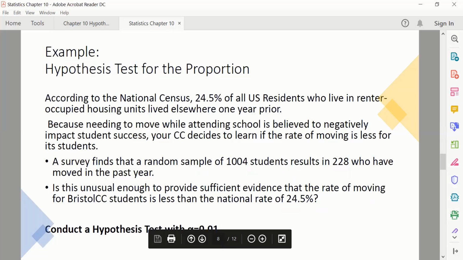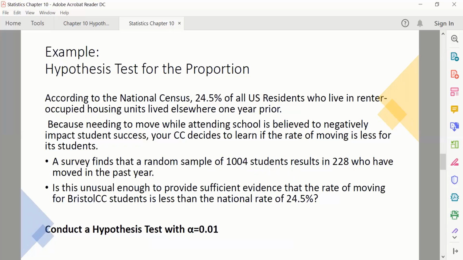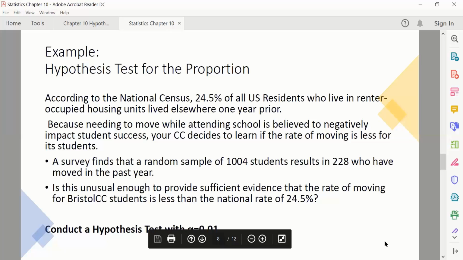Okay. So let's look at a proportion problem. The hypothesis test for the proportion. According to the national census, 24.5% of all U.S. residents who live in renter-occupied housing units lived elsewhere 1 year prior. Because needing to move while attending school is believed to negatively impact student success, your community college decides to learn if the rate of moving is less for its students. A survey finds that a random sample of 1,004 students results in 228 who have moved in the past year. Is this unusual enough to provide sufficient evidence that the rate of moving for Bristol Community College students is less than the national rate of 24.5%? Conduct a hypothesis test with alpha equals 0.01.